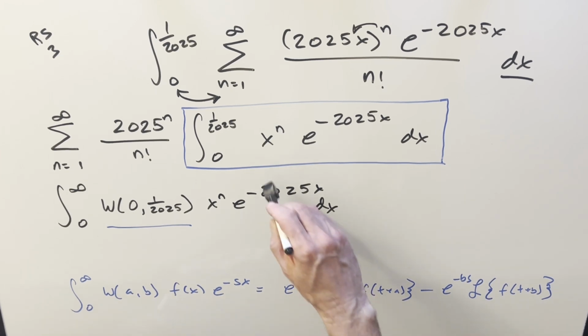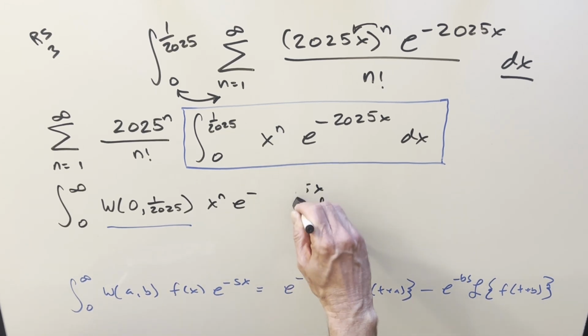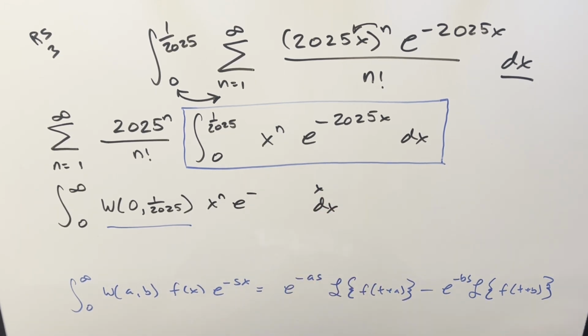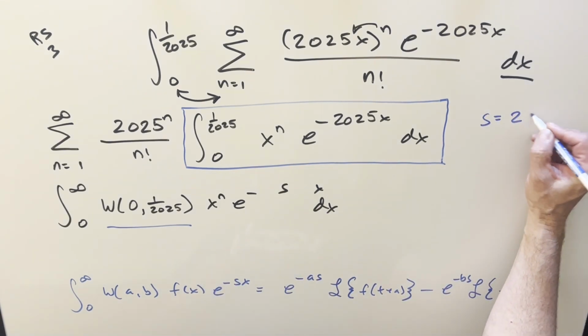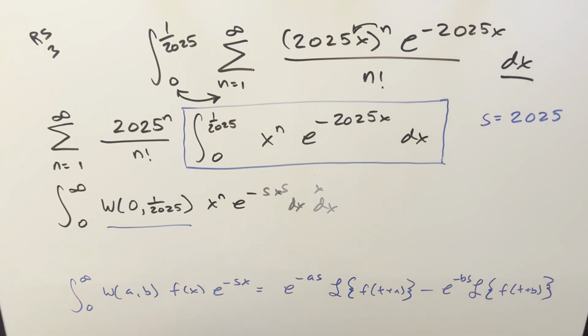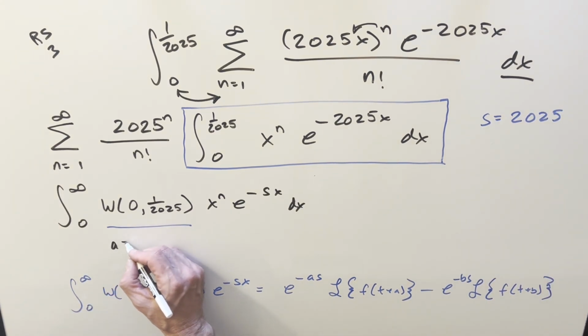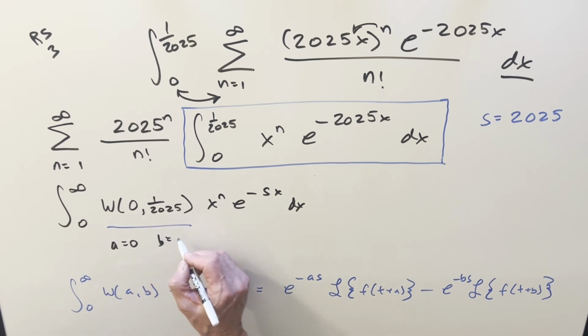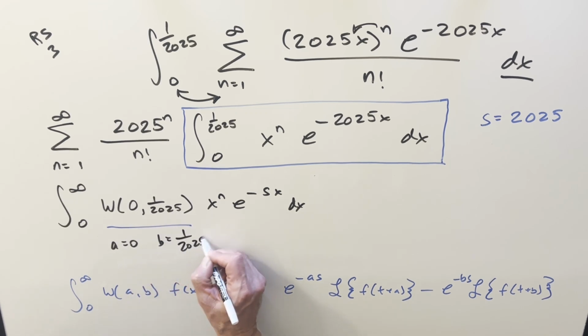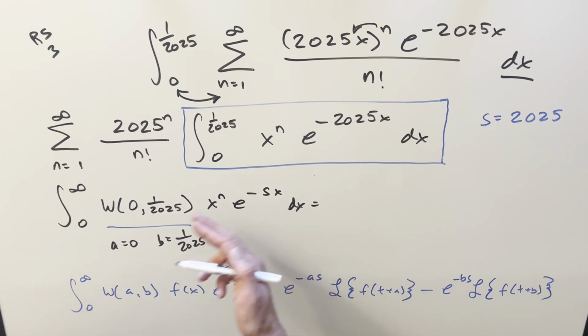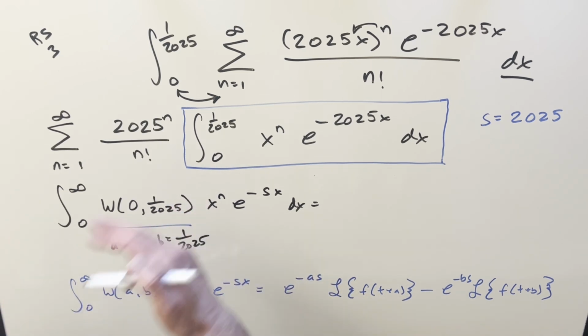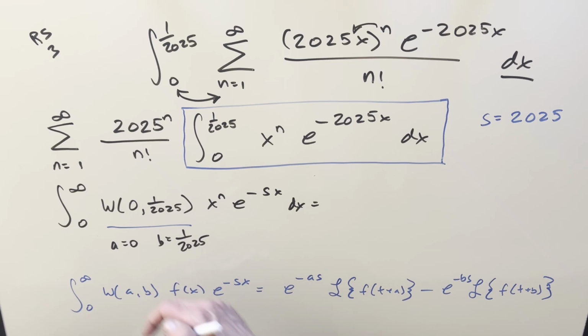So to make this all work, I need this to be an s to do a Laplace transform. So we're going to call this thing here s, but so we don't forget what we're doing, let's remember that s is just 2025. And then from here, let's go ahead and use our formula, where the a value is going to be 0 and the b value is going to be 1 over 2025. The first one with 0 is really simple because you could just do it as an integral from 0 to infinity and then subtract off the rest of it.